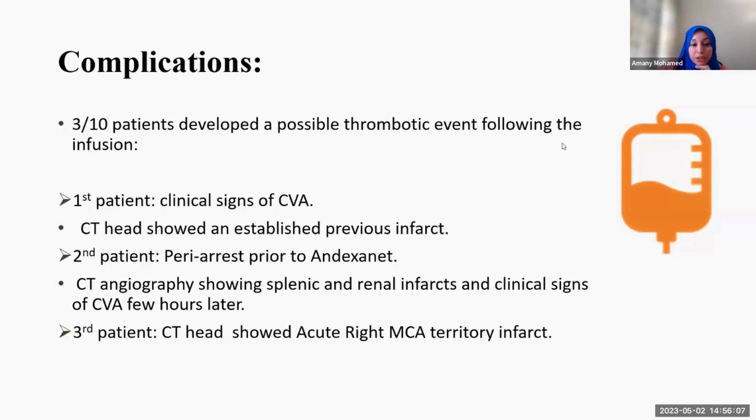The first patient had some clinical signs of a cerebrovascular stroke, and had a CT head which showed a previous established infarct. The second patient was in a peri-arrest situation, even prior to Andexanet infusion. This patient underwent a CT angiography, mainly to detect the source of bleeding, and it showed incidental splenic and renal infarcts, and the patient also developed clinical signs of a CVA a few hours later. And the third patient also had a CT head showing an acute right MCA infarct following the infusion.